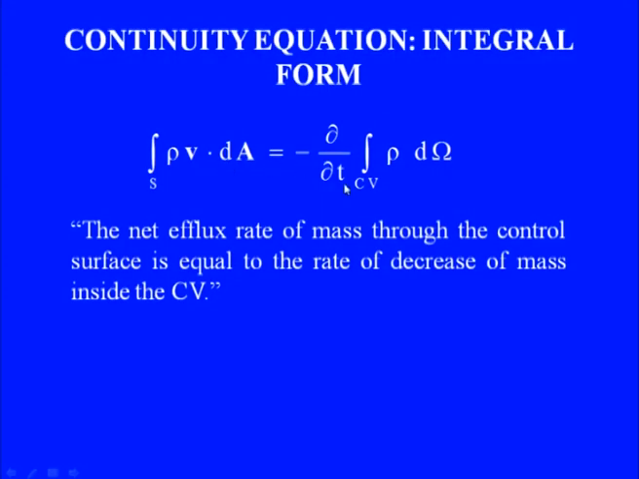Now we can also change it slightly, and write it as the surface integral of rho v dot dA is equal to minus del by del t of the volume integral of rho d omega. So this form of the continuity equation tells us that the net efflux rate of mass through the control surface is equal to the rate of decrease of mass inside the control volume.